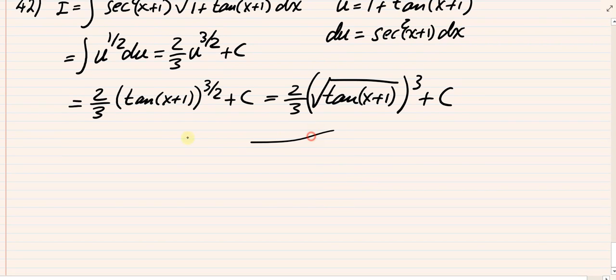But both of these are acceptable. I just want to show you that usually that's what happens. They like to preserve, again, the shape of the integrand as much as possible in the final answer.